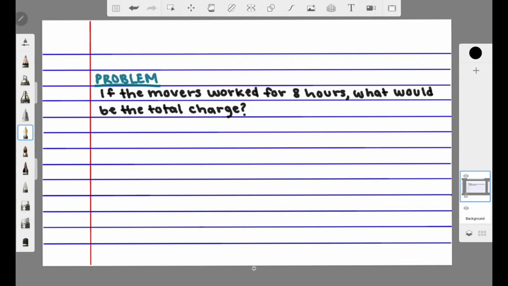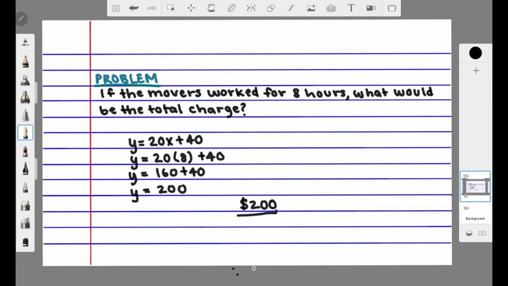Let's stick with using our equation. Y equals 20x plus 40. Now, in the same way we plugged in values for the table, we're just going to plug in our x value here. So y is equal to 160 plus 40, which therefore means that y equals 200. That means that if the moving company worked for 8 hours, they would charge a grand total of $200.